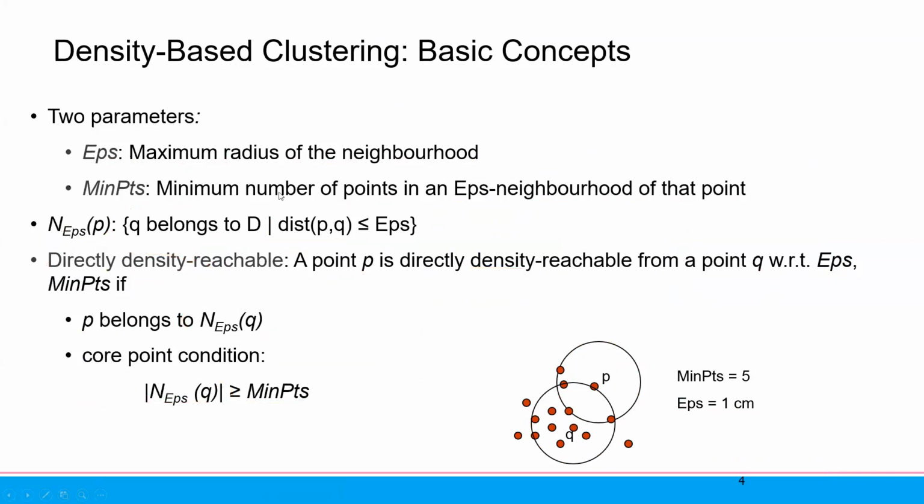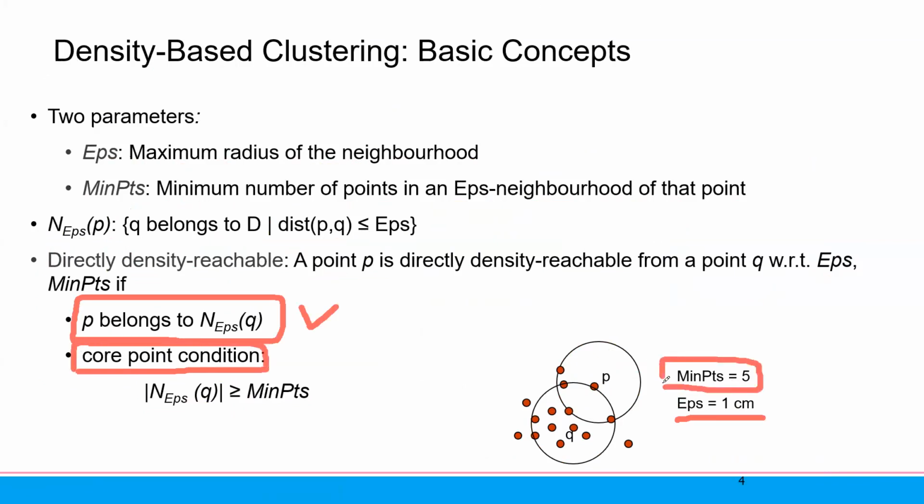So the easy way to say about this condition is, for this one, if the distance is lower than 1 centimeter, then it is directly density reachable. The core point condition means if there are at least 5 points in the 1 centimeter, then it is directly density reachable. Okay. So these two conditions: if the distance is 1 centimeter and if there are 5 points in 1 centimeter, we call this directly density reachable.